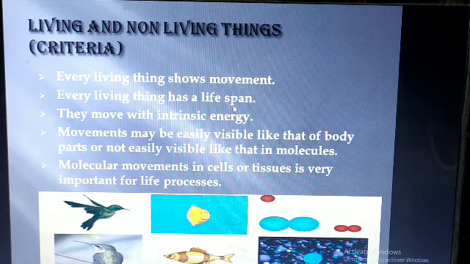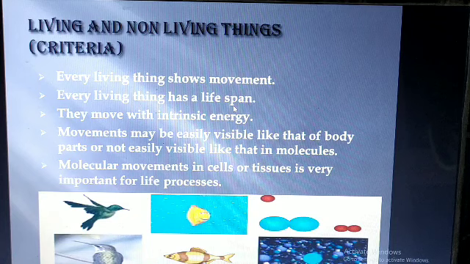Second thing that living things can show is, they show movement. It's okay, but how? That movement is of two kinds. You can see that the cars are also moving, machines also moving, living things show movement. Then what is special about the living things' movement? Here is the line which should be noted, that they move with intrinsic energy.